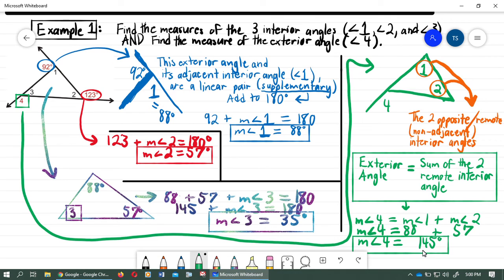The measure of those three interior angles, angle 1, 2, and 3, and the measure of that exterior angle that we didn't know, angle 4. So that's the first example. We're going to look at some more examples.